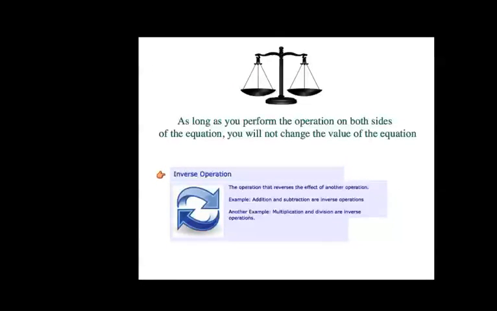Our inverse operations are operations that reverse the effect of another operation. For example, addition and subtraction are inverse operations. And then multiplication and division are inverse operations. Take a moment to write these notes down in your math notebook and unpause when you're ready to move on.